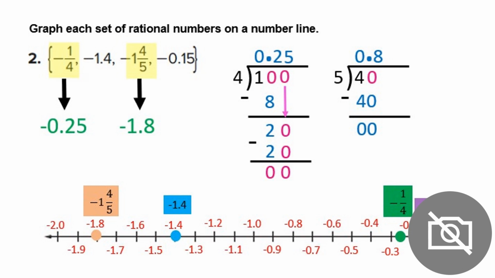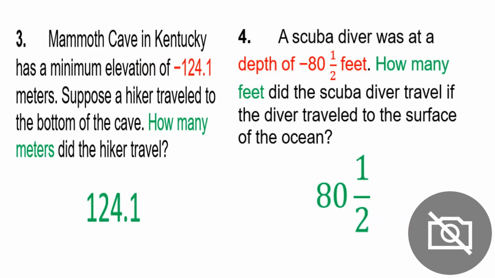This is the same as the previous question we did. So see here, in this, Mammoth Cave in Kentucky has a minimum elevation of minus 124.1. Okay, minus 124.1 meters. Elevation of negative means going down. Okay, in this question also they have given the same thing. Screwdriver was at the depth. Depth means from the sea level gone down, minus 80.